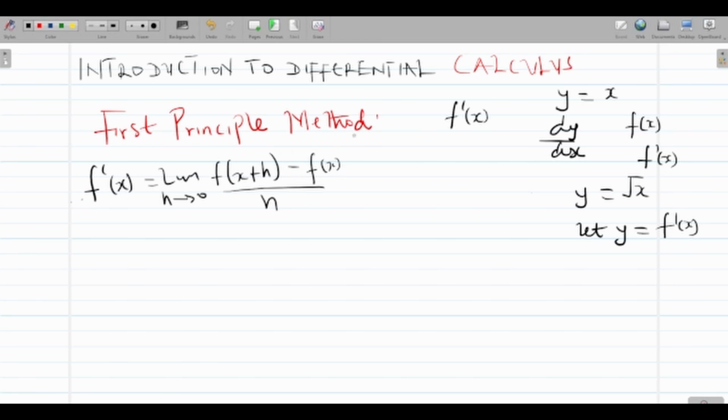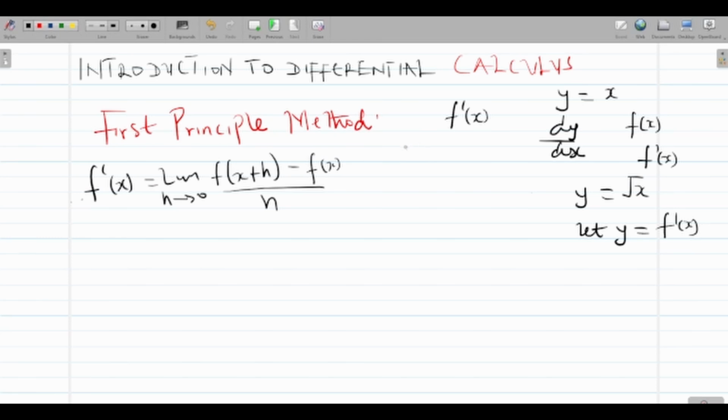Right here, I'm going to show you how this works. It's kind of different from the general method, where we multiply by the power and subtract 1 from the power. In case you've not watched my video, I'll leave the link in the description so that you can watch it and understand how it works. Now, what's up with this first principle method of differentiation?